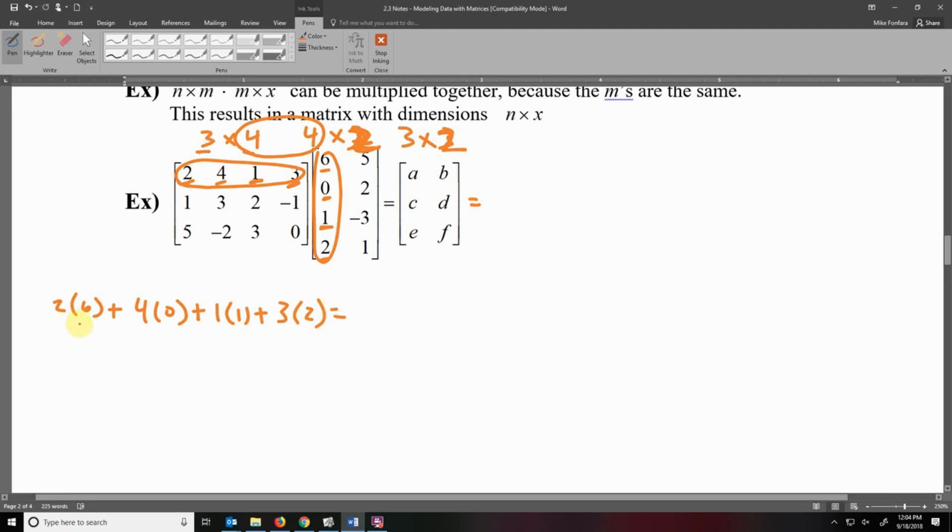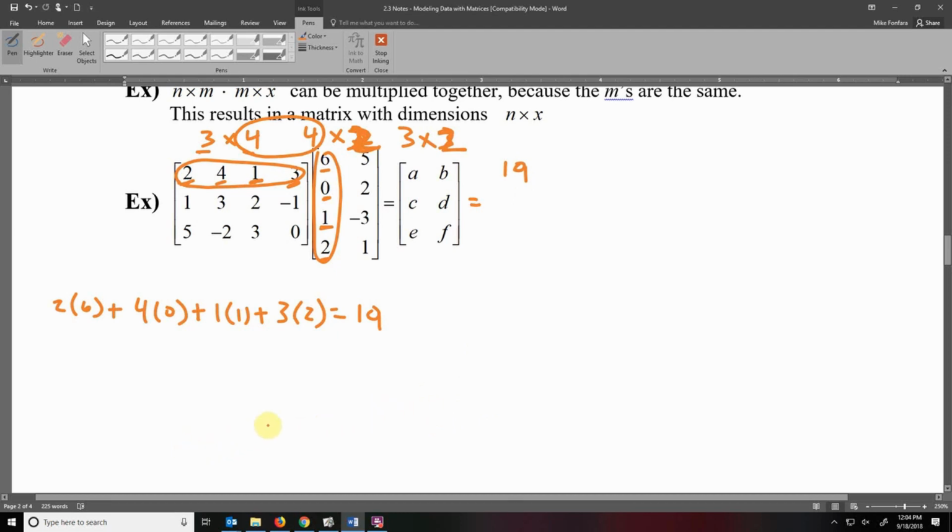So I've got 12 plus 4, which is 16, plus 1, which is 17, plus 6. I'm sorry, I've got a 0 here. So this is 12 plus 0, which is 12, plus 1, which is 13, plus 6, which is 19. So that element A is 19.